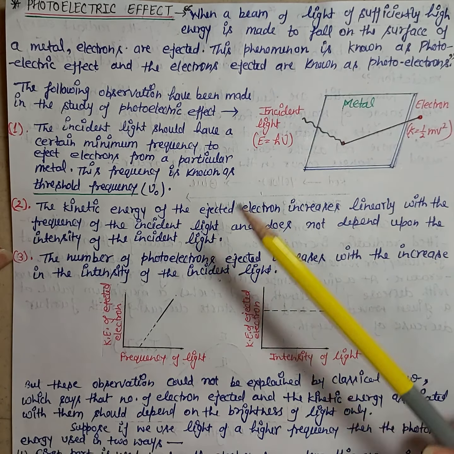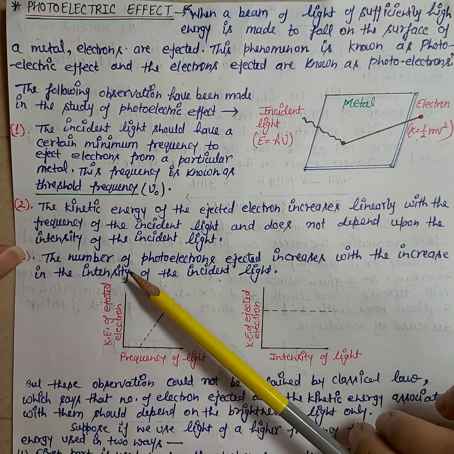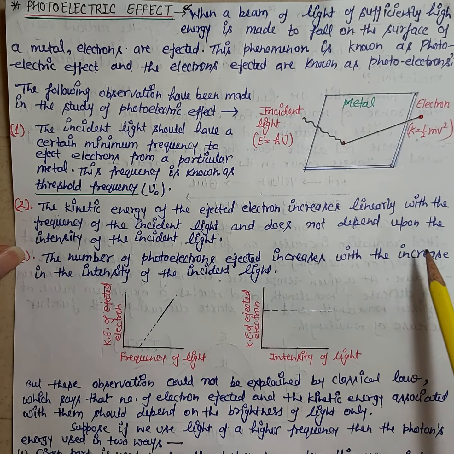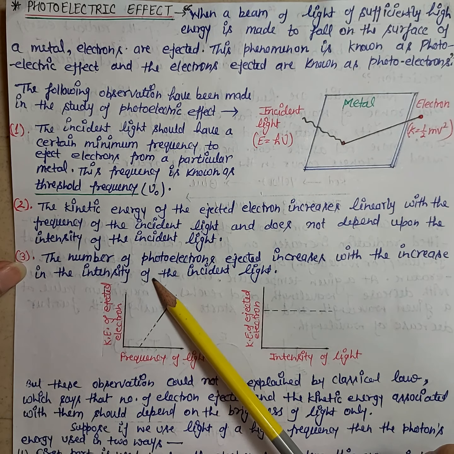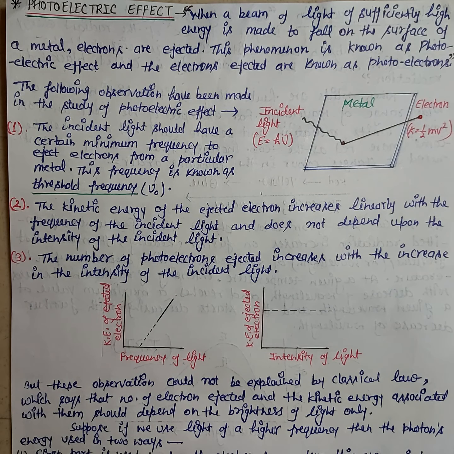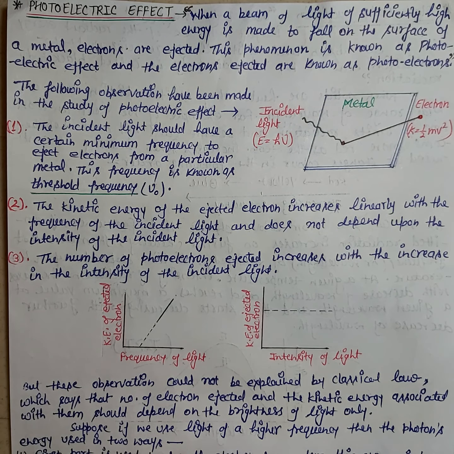Now the third observation: the number of photoelectrons ejected increases with the increase in the intensity of the incident light. So the third point says how many electrons will be ejected from the metal surface. It depends upon the intensity or brightness of incident radiation. So the number of photoelectrons depends upon the incident light's intensity, but the kinetic energy of photoelectrons depends upon the frequency.